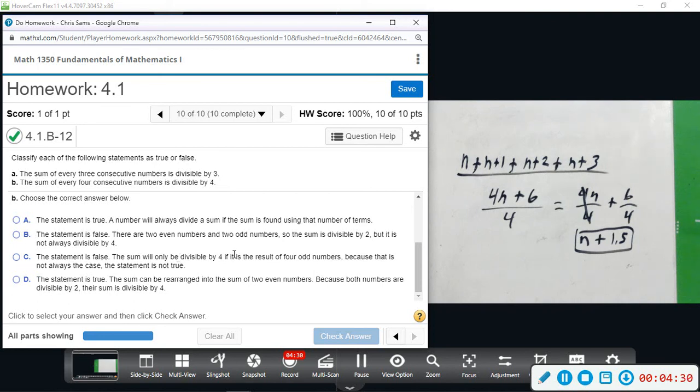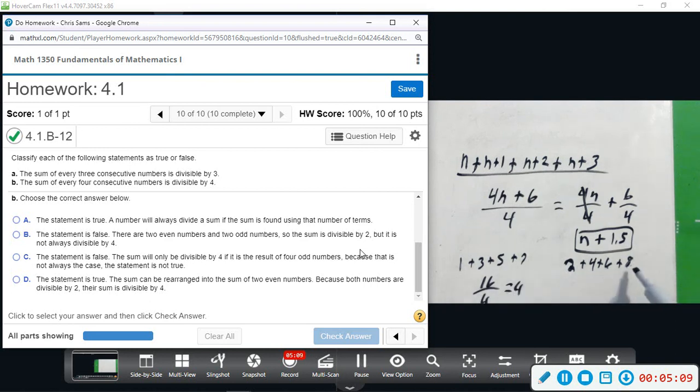The sum will only be divisible by 4 if the result is 4 odd numbers. Okay, so it says only if it's 4 odd numbers. So let's see if that's the case. 1, 3, 5, 7. And then we also need to try even, because it said it's only going to be the case if it's odd. So we're going to do the same thing with 4 even numbers. 2, 4, 6, 8. Okay, so if we add these, we get 4 and 12, which gives us 16. 16 is divisible by 4.